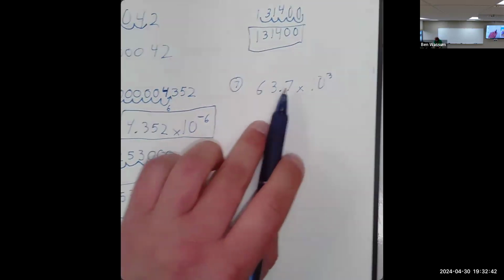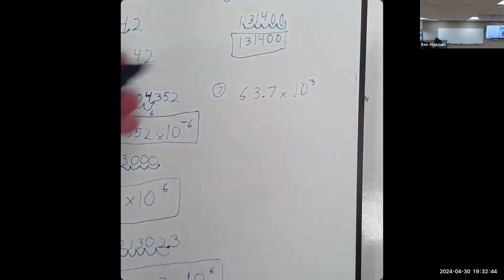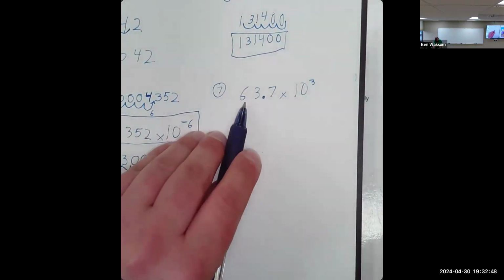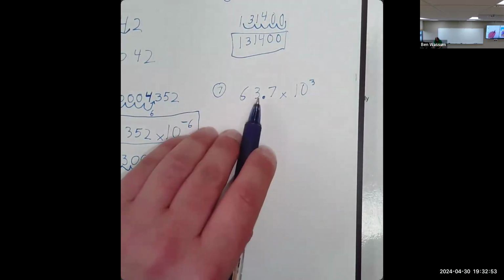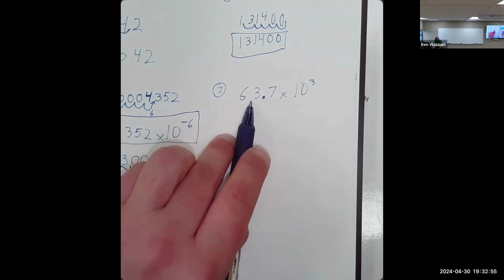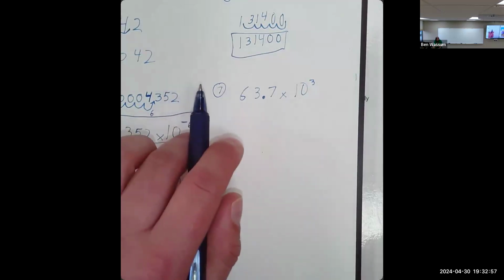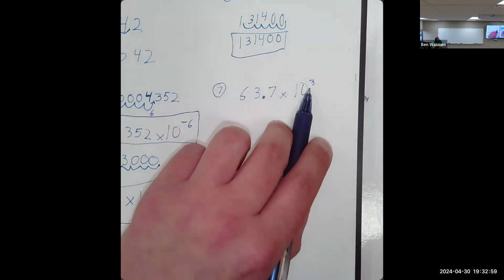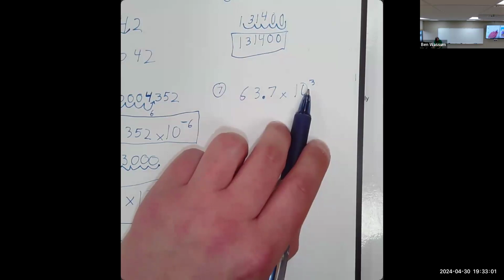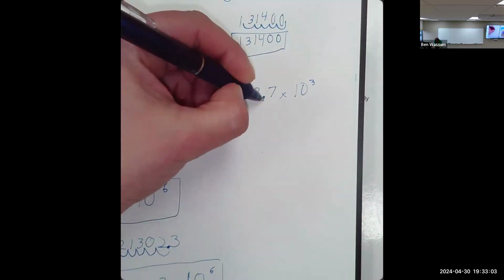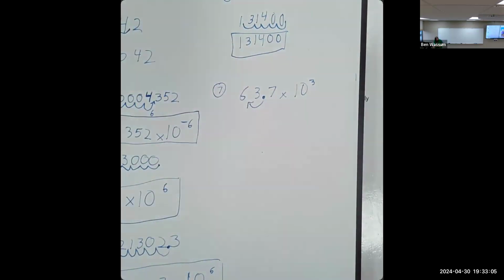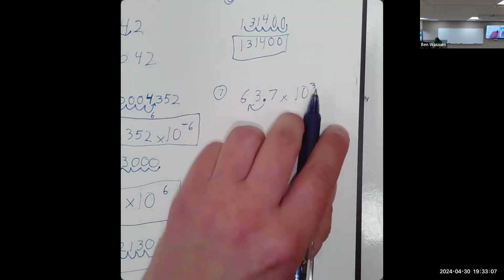Because think about it this way. If I was trying to fix the scientific notation, remember, we have to have our decimal after the first digit. So the only thing that's wrong with this scientific notation is that this decimal needs to go over here. That's it. Right? But that's going to change our power. So if I have to move this one more, what's happening to that power?